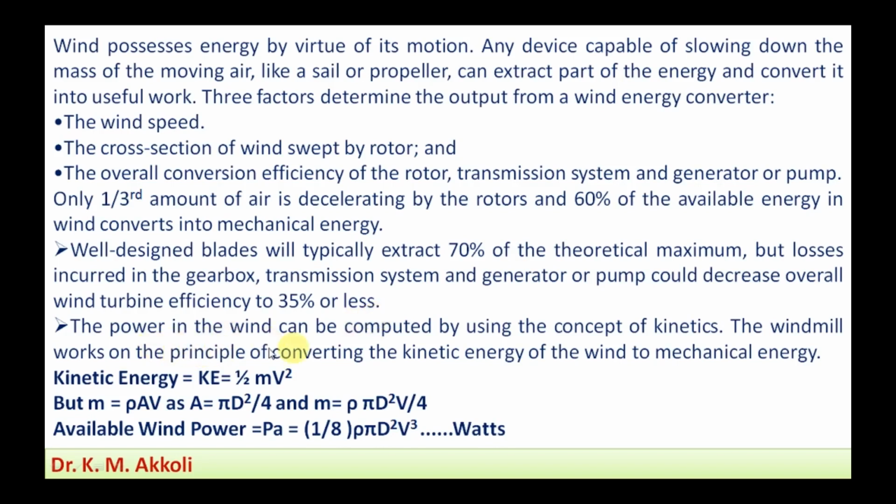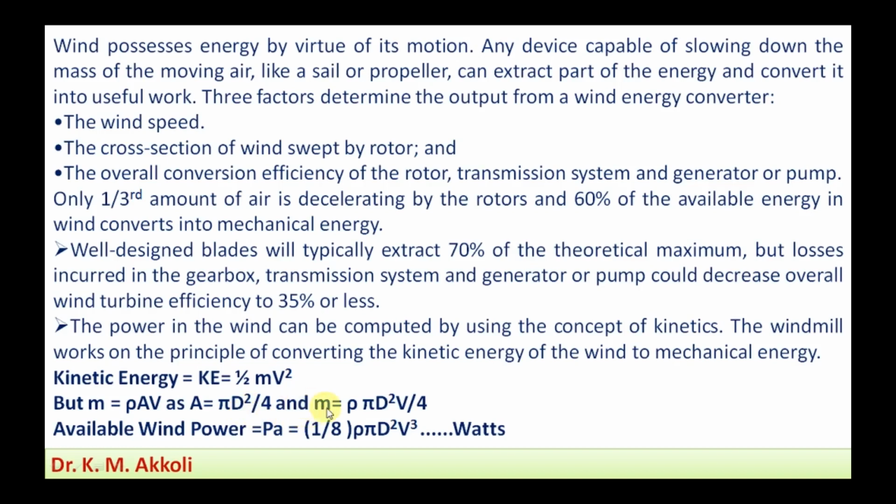Then the power in the wind can be computed using the concept of kinetics. The windmill works on the principle of converting kinetic energy of the wind to mechanical energy. Thus, the kinetic energy is given by K = 1/2 m v squared, where m = rho A V. Rho is the density of the air, A is the swept area of the rotor, and V is the velocity of the wind. Here A is given as pi d squared by 4, where d is the rotational diameter of the wind turbine.